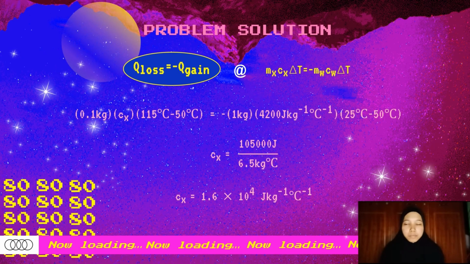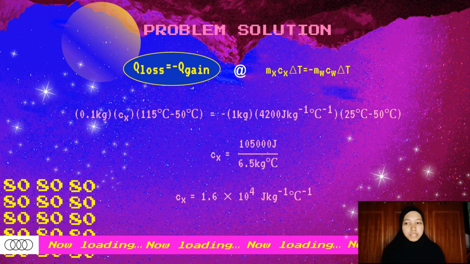Problem solution. So we use Q loss is equal to negative Q gain. Our Q gain is water because its temperature is lower than metal X. So we just need to put the formula for both sides, which is mx Cx delta T equal to negative mw Cw delta T. Substitute the values from the previous question: 0.1 kilogram times Cx times in the bracket 115 degrees Celsius minus 50 degrees Celsius equal to negative 1 kilogram times 4,200 joule per kilogram degree Celsius times in the bracket 25 degrees Celsius minus 50 degrees Celsius.